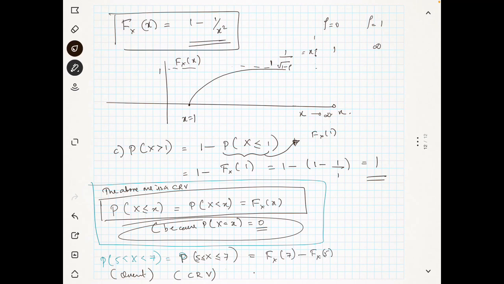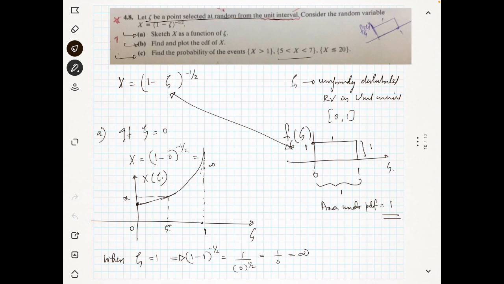So you can find it as 1 by 7 squared, that means 49, minus 1 by 5 squared, that is 25. So you will get the answer as 1 by 25 minus 1 by 49. This will be equal to 0.01959. Please cross check this answer calculation, but the method is correct. Now what is the last part of the question? What is the probability that x is less than or equal to 20?